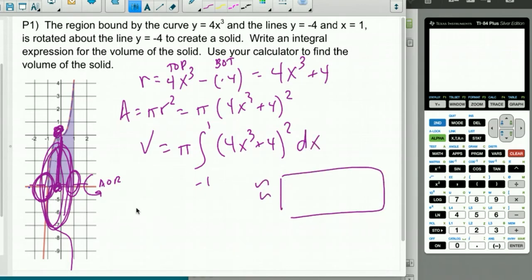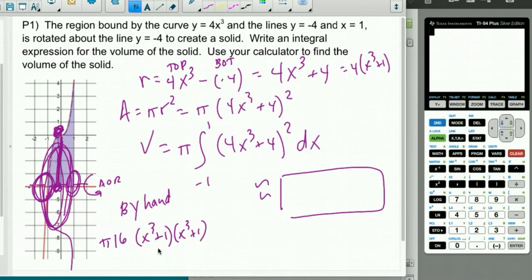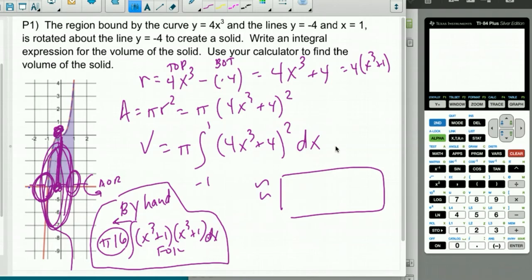Now it is worth noting that if I were doing this by hand, I would absolutely factor that 4 out, because you could easily make this a 4 times x cubed plus 1, and that's going to make your numbers a lot easier. So you'd end up getting a pi, a 4 squared, which is 16, and this x cubed plus 1 times x cubed plus 1, which you could then FOIL and distribute. So if I were doing this by hand, I would yank both of these out of the integrand, and then I'd FOIL this out and then integrate. I'm not actually going to do it by hand, but that would be a really useful way to keep your numbers a lot lower if you were doing it by hand.